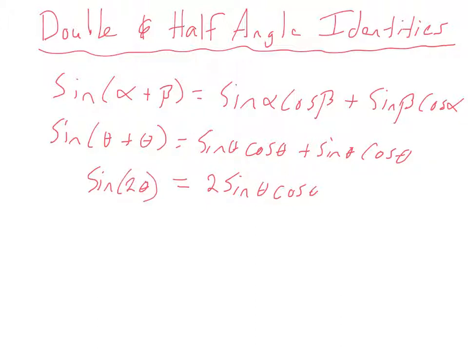So that is what we call the double angle identity for sine. Sine of 2 theta, double whatever theta happens to be, is 2 sine theta cosine theta. So there's one of our first identities. And we are going to do the same thing with cosine.